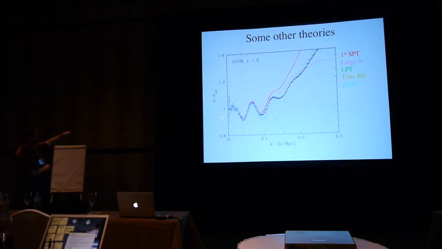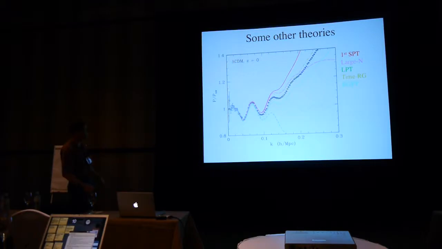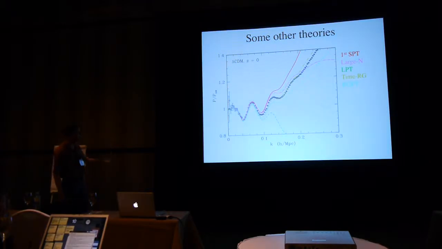So again, my standard plot, P divided by some smooth thing. The points show the N-body results. Red is the standard perturbation theory. And here's the large N expansion. This is Lagrangian perturbation theory, which I'm going to talk about a bunch. This is the RGPT I talked about, and time renormalization group perturbation theory. So you can see they're all sort of okay. These guys are undershooting here. These guys are overshooting there. But that's roughly the degree to which they're working.